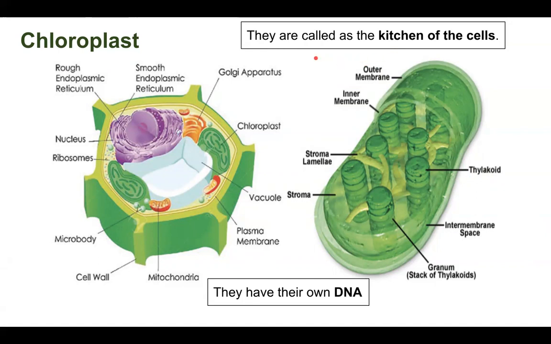The chloroplasts are called the kitchen of the cell. Now, chloroplasts, just like mitochondria, have their own DNA. So they bring about the division of the chloroplasts on their own without involvement of the nucleus.